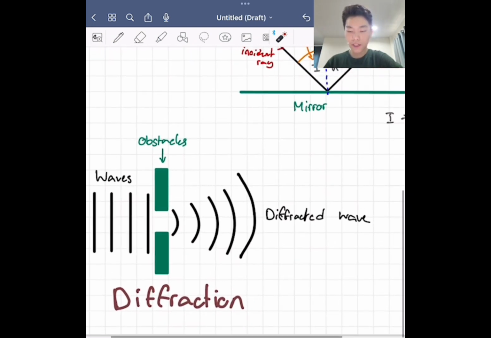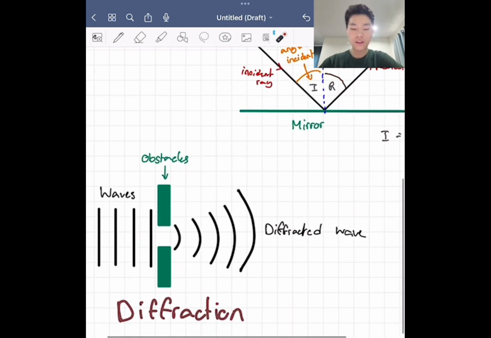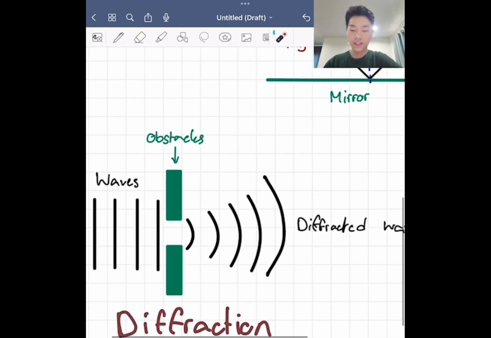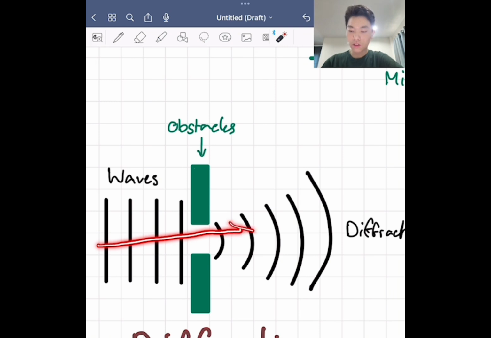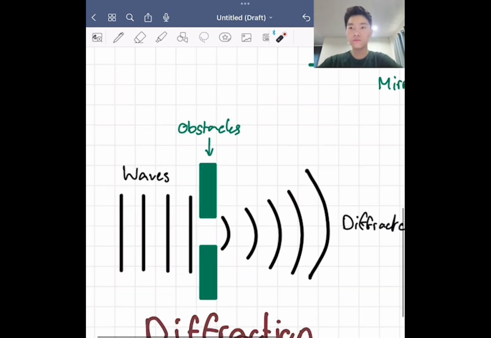The next one is diffraction. Diffraction is the bending of waves around an object when passing an obstacle. As you can see in the diagram, there's the wave and this is the obstacle. As the wave passes through the obstacle or the gaps, the wave is diffracted, or bent. To increase the diffraction of the wave, we can either increase the wavelength or narrow the gaps. This will both increase the diffraction.